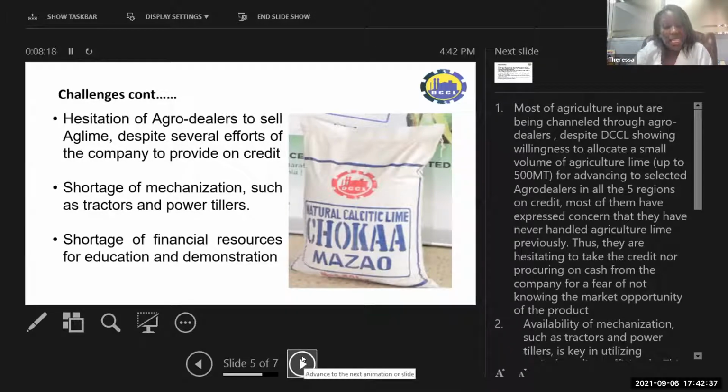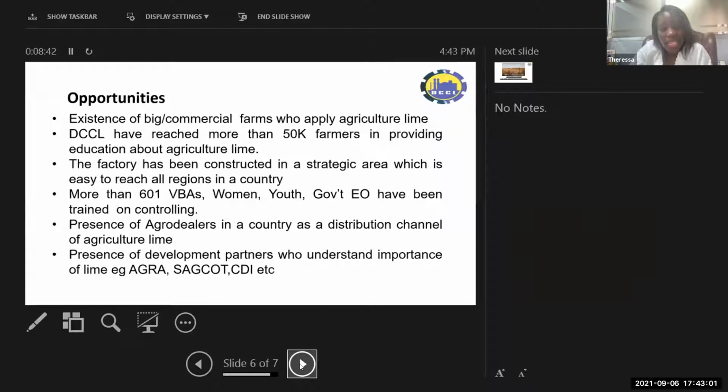And not only that, another challenge, which has also been discussed by the previous speaker, is the limited or shortage of mechanization. We all know that availability of mechanization, such as tractors and power tillers, is key in utilizing agricultural lime effectively. But in some parts of Tanzania, the land is very hard, which makes it very difficult for them to apply lime because they have limited mechanization.